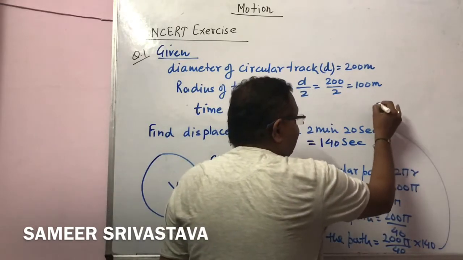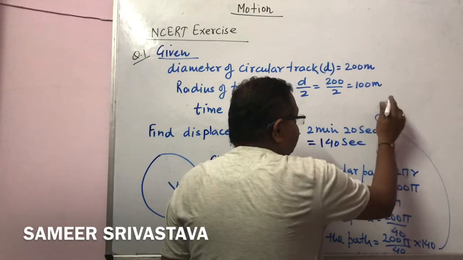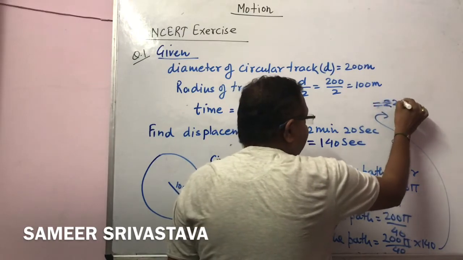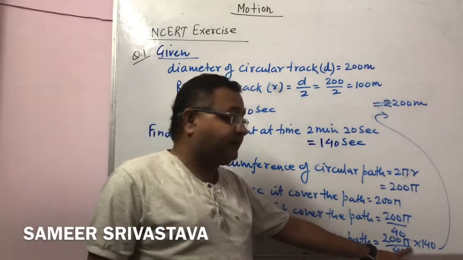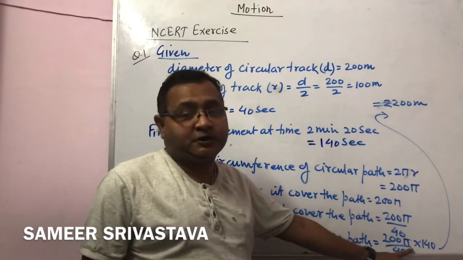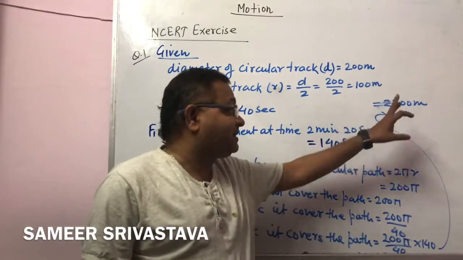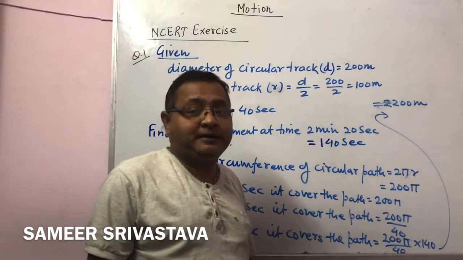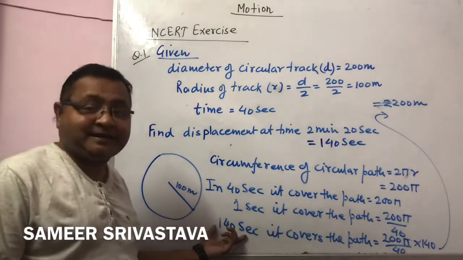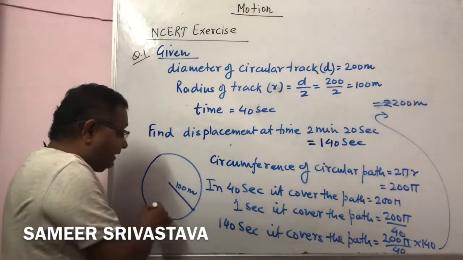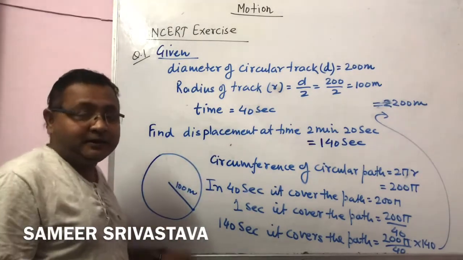I am writing the answer here. The answer will be 2200 meter. After calculating this value, put the value of pi as 22 by 7 or 3.14, and you get the result 2200 meter. It means in 140 seconds the athlete covers 2200 meter.